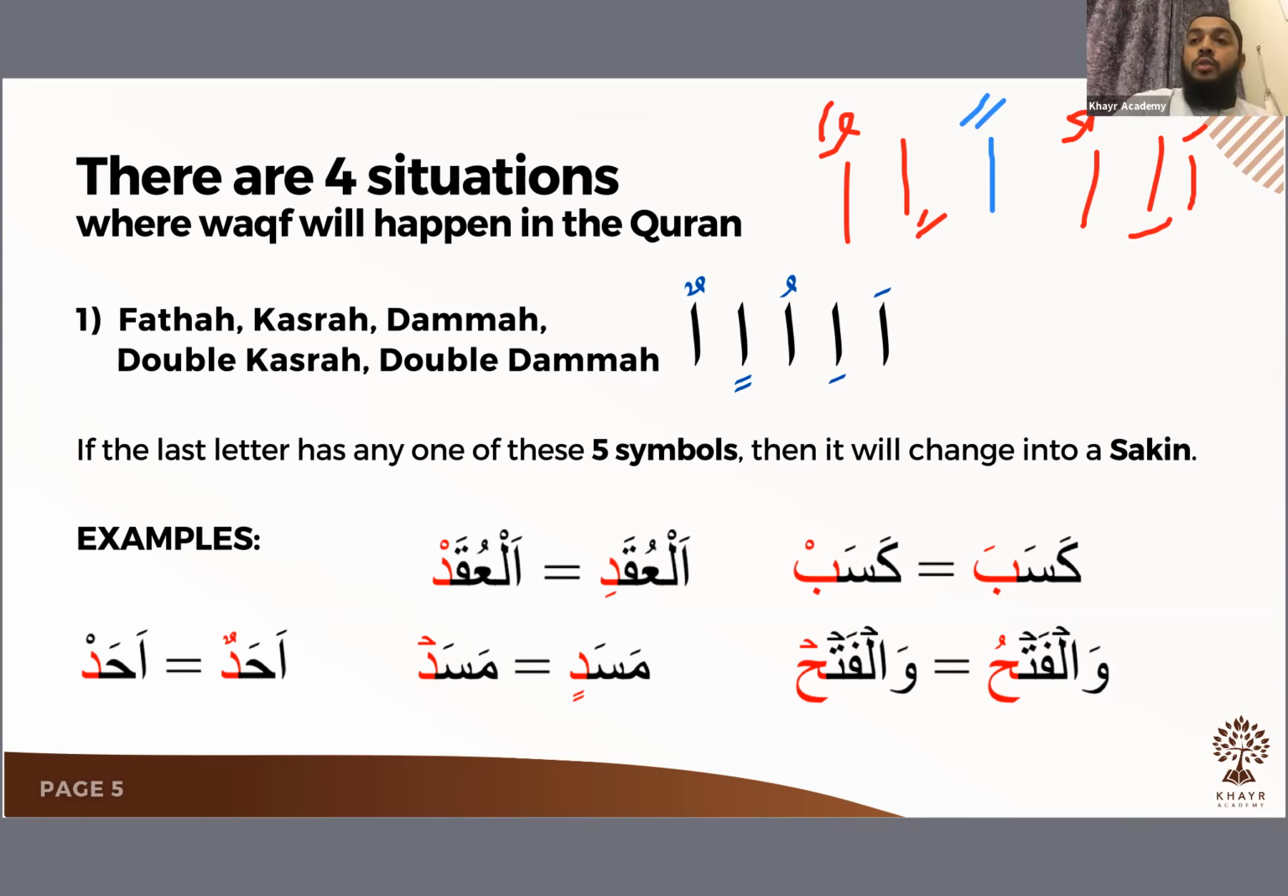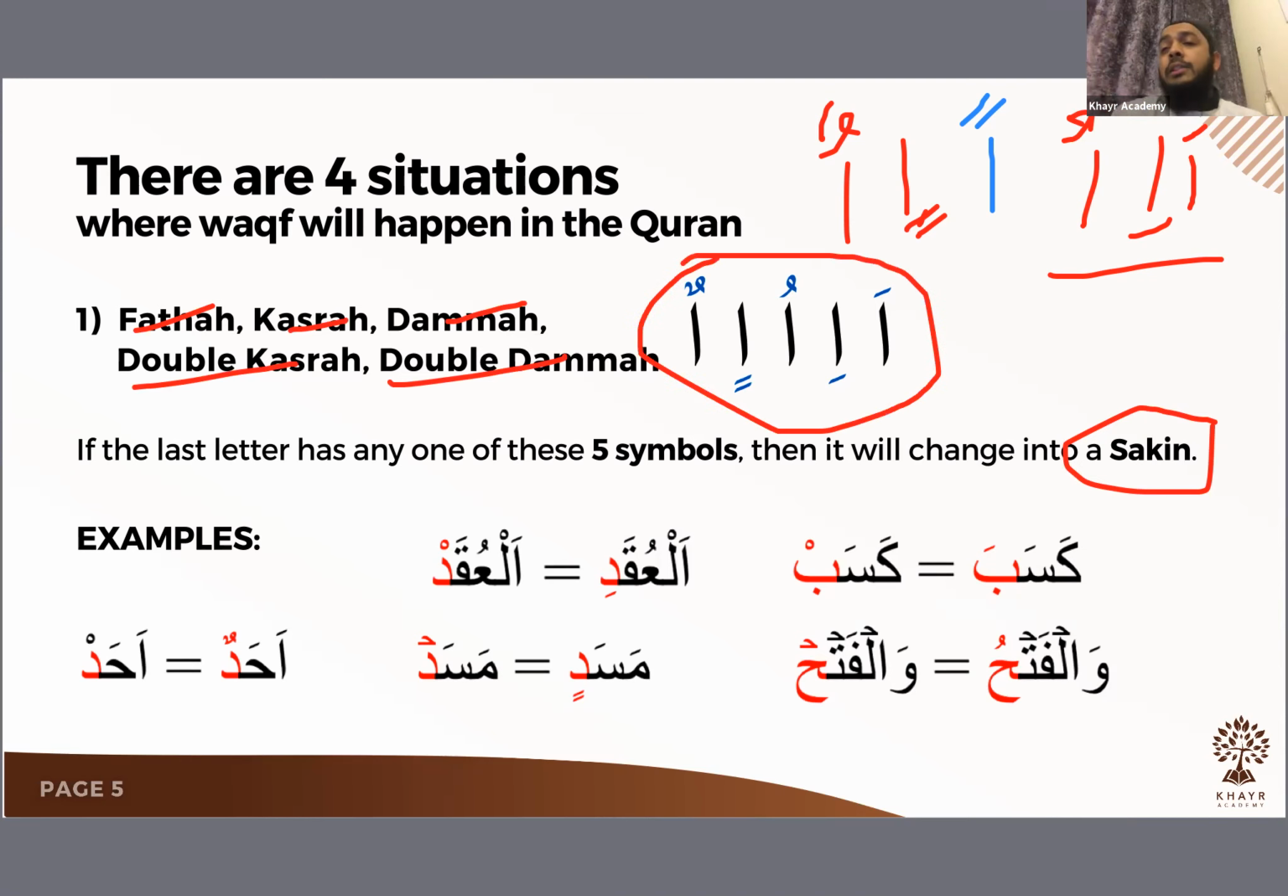If we are going to stop in one of these ways, the red ones, 1 fatha, 1 kasra, 1 damma, 2 kasra, 2 damma, okay, the last letter will always have a sakin. Can you remember I explained it to you, and I got the pictures of the Khayr and I explained it to you, okay? So fatha, kasra, damma. That's the 3 done. Double kasra, double damma. These are the 5 places. If you are going to stop and the last letter has one of these symbols, single fatha, single kasra, single damma, double kasra, double damma, we are going to stop with a sakin.